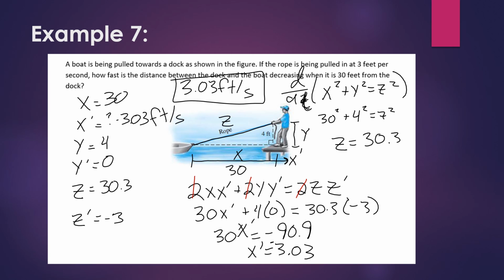The negative is letting me know that it's decreasing, but I wouldn't say that it's decreasing at a rate of negative 3.03 feet per second. So my final answer is 3.03. Honestly, if you were in my class and you put a negative there, I wouldn't dock you, but some professors might, so just be careful there. And yeah, that's all we got for today.